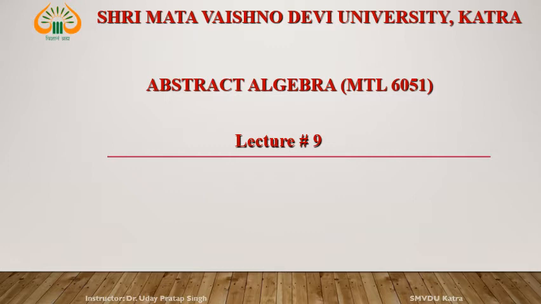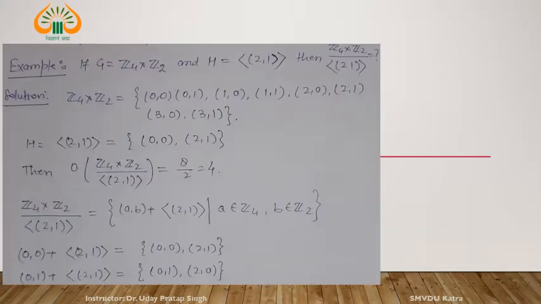In this lecture, we are going to discuss some important examples of factor groups and one of the most important theorems: if G is any group and G by Z(G) is cyclic, then G is abelian. And using this theorem, we will see some important examples, right? Let us see one of the important examples of it.